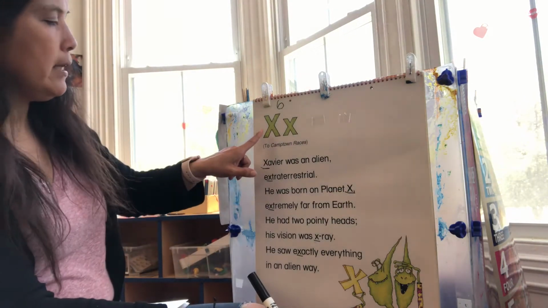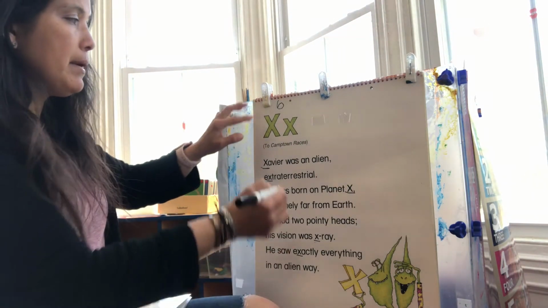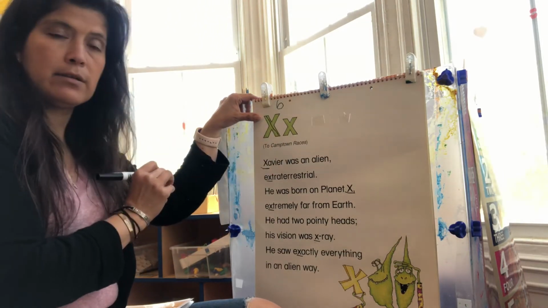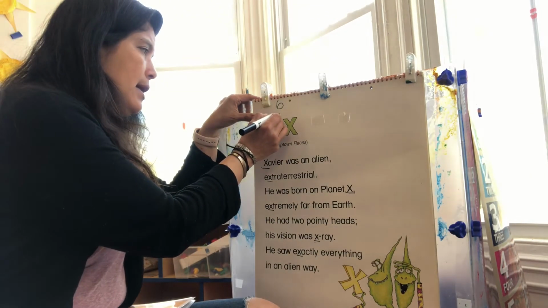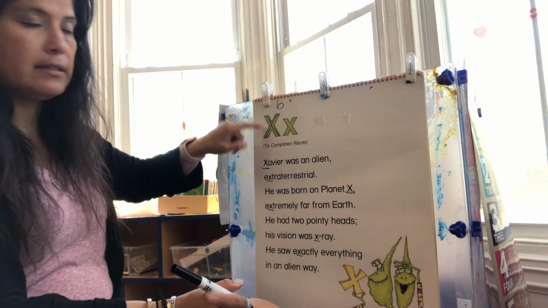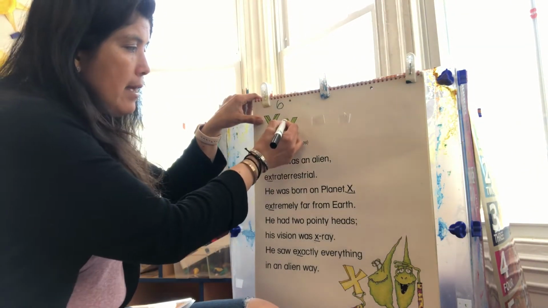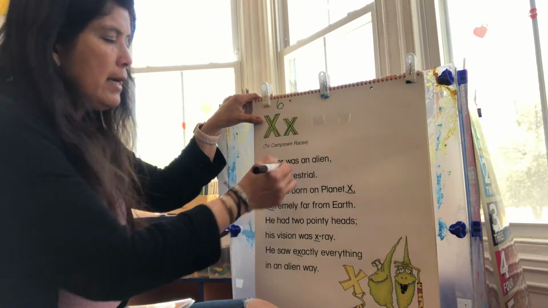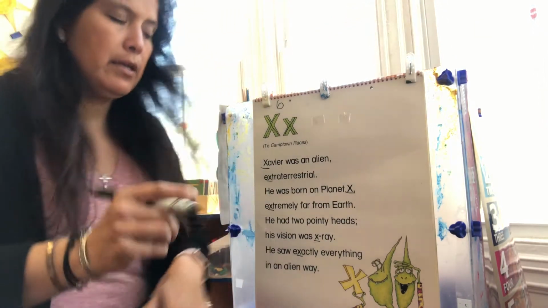All right, boys and girls, this is an uppercase X. So I'm going to do a line across, diagonal line, another diagonal line, and that makes your X. So that's your uppercase X, and then I'm going to do the same thing with the lowercase. Two lines cross like this, you make your X.